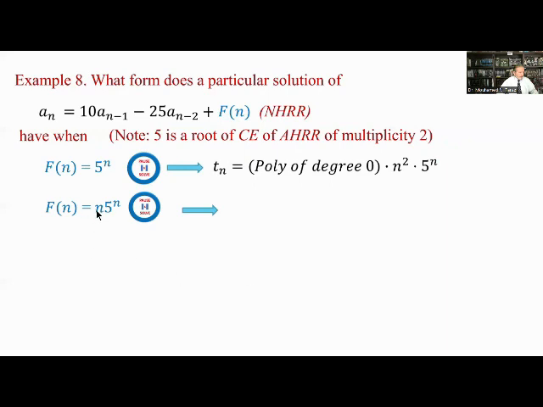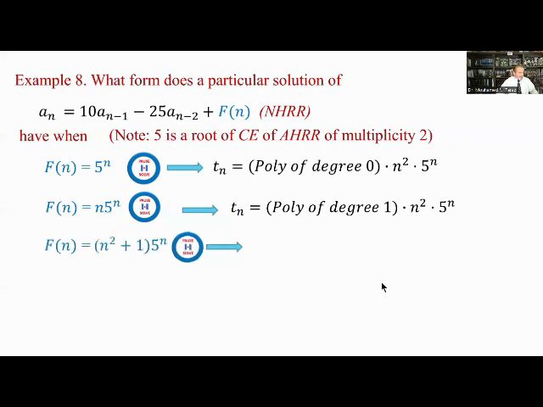A polynomial of degree 1. So I will have a polynomial of degree 1. 5 is a root of multiplicity 2. And look what happens: polynomial of degree 1, n squared times 5 to the power n. Another example. Pause and solve. Let's see what you got. Polynomial of degree 2. So it will be a polynomial of degree 2 times n squared times 5 to the power n.